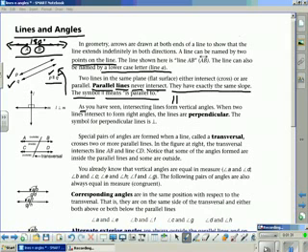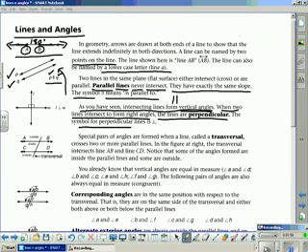Okay, now let's take a look at some lines that do intersect. Intersecting lines are special for a couple of reasons. They're special because they form vertical angles. Okay? When two lines intersect to form right angles, the lines are called perpendicular. The symbol for perpendicular is this, an upside down T.